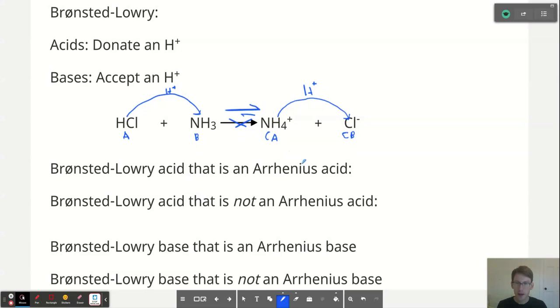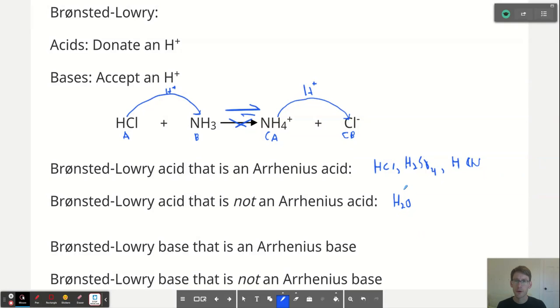So a Bronsted-Lowry acid, that's an Arrhenius acid. Well, any Arrhenius acid is going to be a Bronsted-Lowry acid. And so let's take HCl or H2SO4, for example, or HCN. These are all cases where they'll act as Arrhenius acids, but they'll also act as Bronsted-Lowry acids. An example, though, of a Bronsted-Lowry acid that is not an Arrhenius acid is something like H2O.